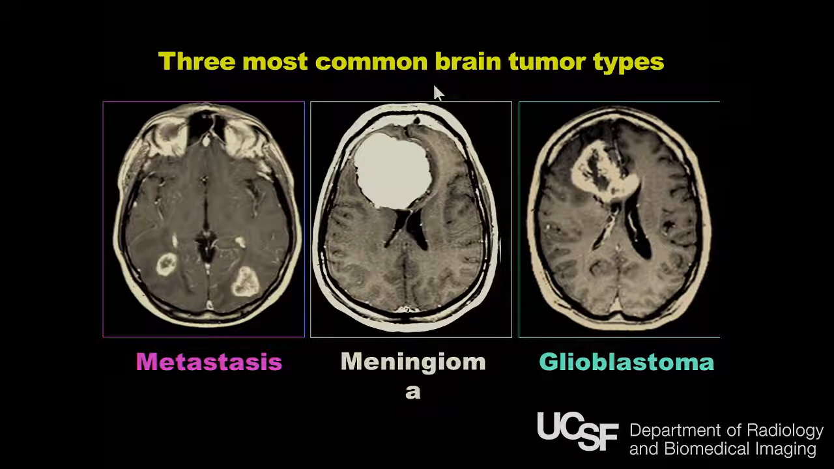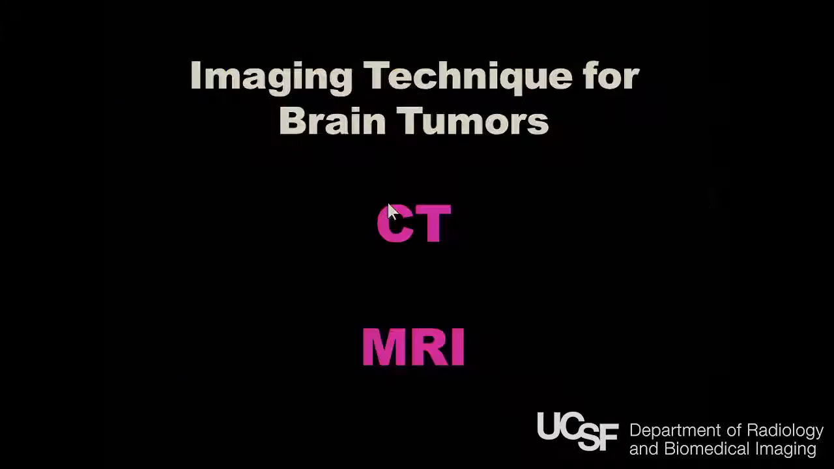The 3 most common types of brain tumors that we see every day at a major institution are these 3 entities: metastases, meningioma, and glioblastoma. So if you consider the parenchymal tumors, by far metastases and GBM will make up probably 80% of what you see every day. If the tumor is located outside of the brain parenchyma, it's going to be meningioma.